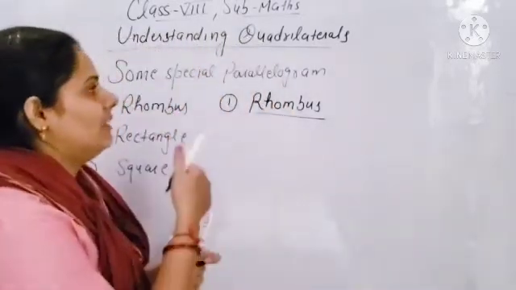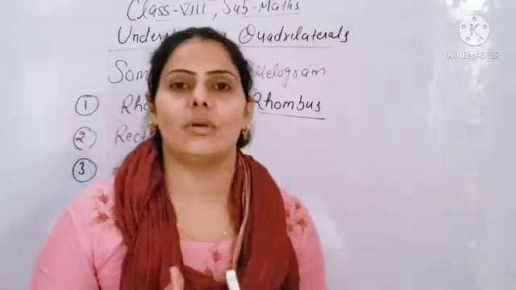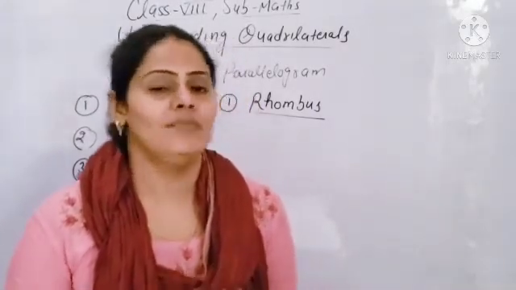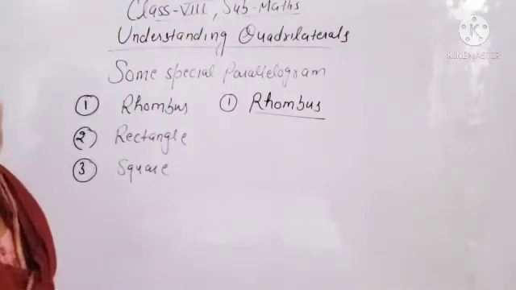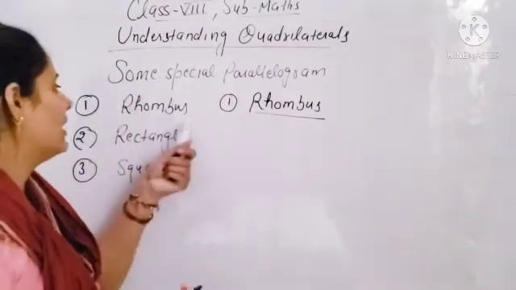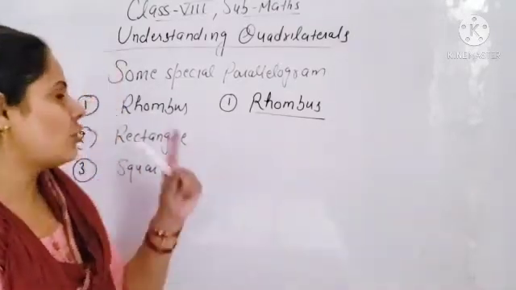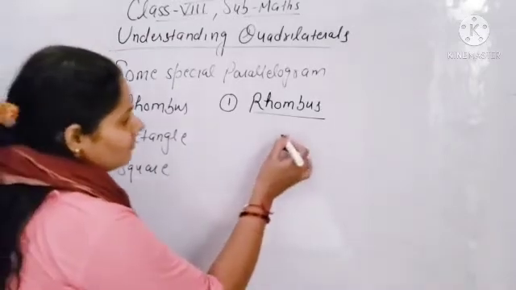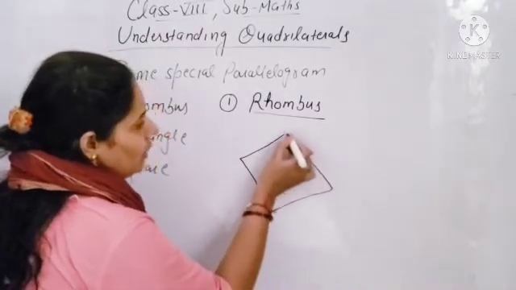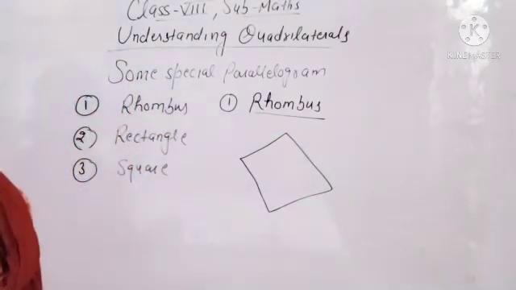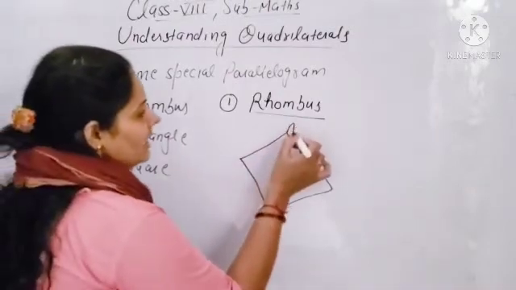Exercise 3.3 is totally based on the parallelogram, its definition and its types, which we have already done. After that, in the next exercise, we will do the special parallelograms. First one is rhombus, second one is rectangle, and third one is square. So first, rhombus. What is the definition of a rhombus? Rhombus is also a type of parallelogram where opposite sides are parallel.